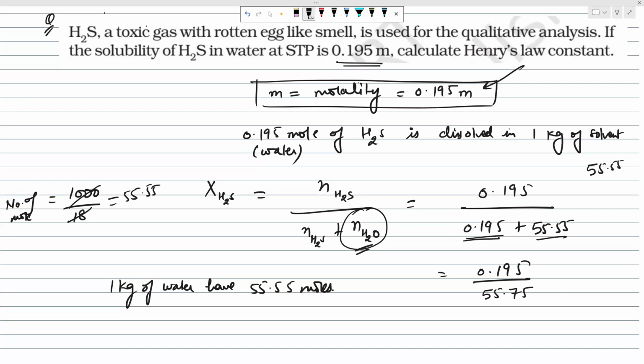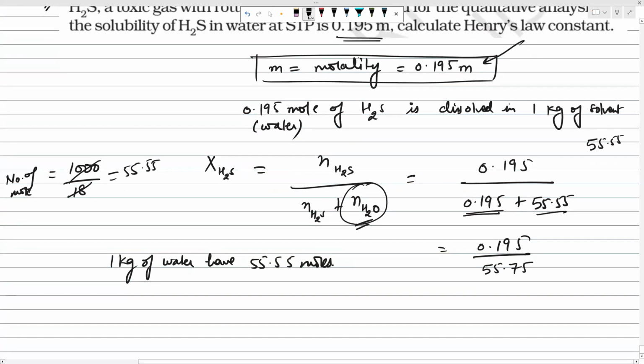You understood? Yes, sir. Now, what is Henry's constant? P is equal to KH times X.